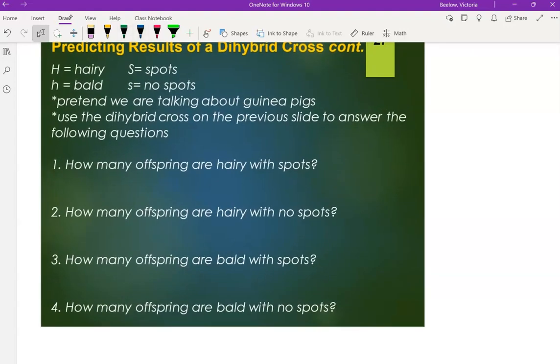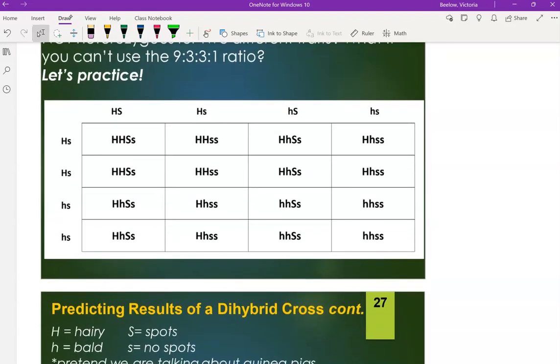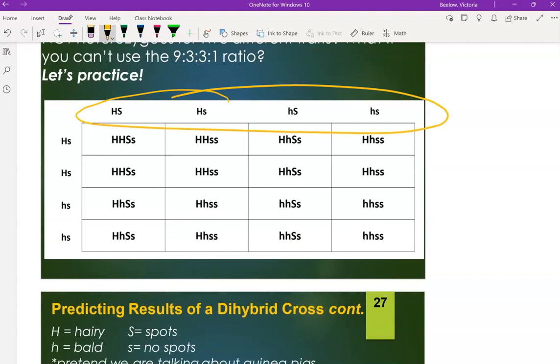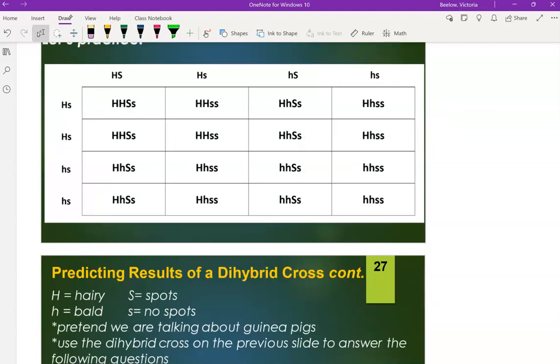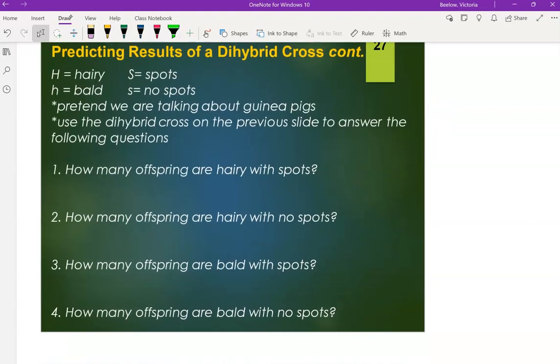All right, so here we're talking about, I think, guinea pigs. Yeah, guinea pigs is the example. So we can have hairy and bald guinea pigs. So hairy will be dominant, bald will be recessive, and then they can have spots or no spots. Spots will be dominant, no spots will be recessive. All right, so looking at the result of the offspring here, we had a cross between two guinea pigs, okay? And we have to answer these questions down below.